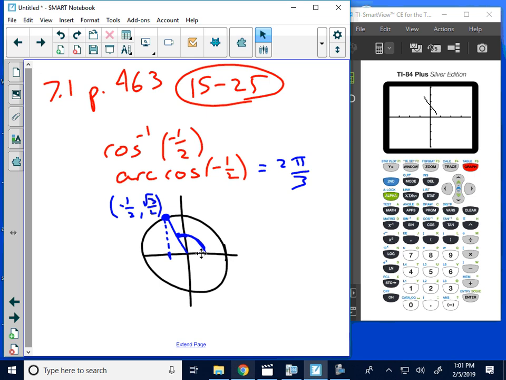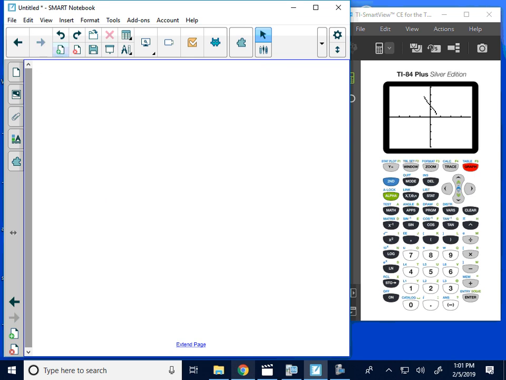So let's see. Problem number 24. And again, you'll be doing the odds. This is an even. Number 24 says find the sine inverse of minus the square root of 3/2. And what does that equal?